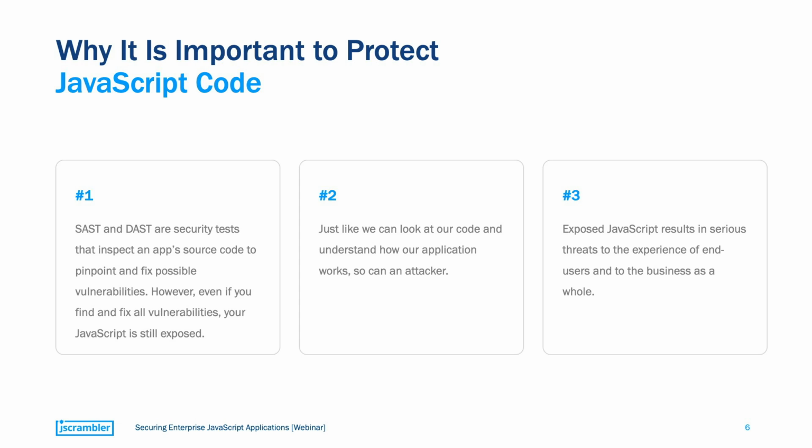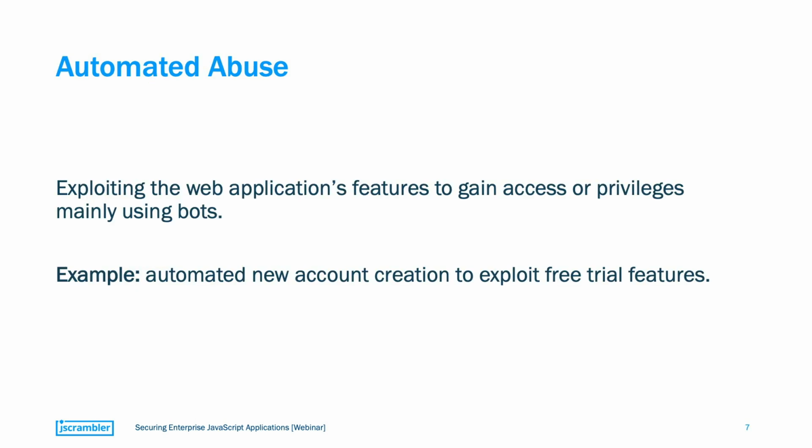There are quite a few, and today I'll be focusing on some of the most relevant ones when we're dealing with commercial or enterprise JavaScript applications. And the first threat on my list is that of automated abuse. When you have exposed JavaScript, you open the door to application abuse, which, in the context of the web, means exploiting the application's functionalities to gain illegitimate access or privileges, mainly through the use of bots.